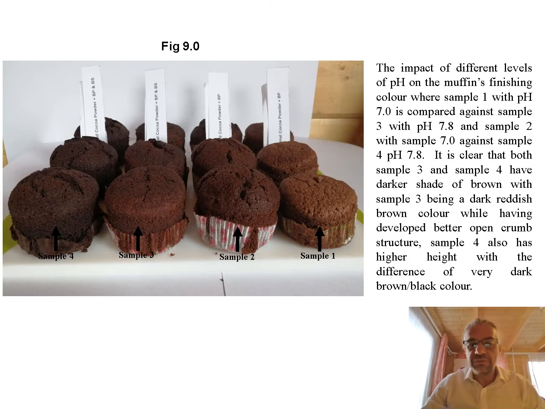The impact of different levels of pH on the muffin's finishing color, where sample 1 with pH 7 is compared against sample 3 with pH 7.8, and sample 2 with pH 7 is measured against sample 4 with pH 7.8. It is clear that both sample 3 and sample 4 have a darker shade of brown, with sample 3 being a dark reddish brown color while having developed better open crumb structure. Sample 4 has also higher height with the difference of very dark brown black color.